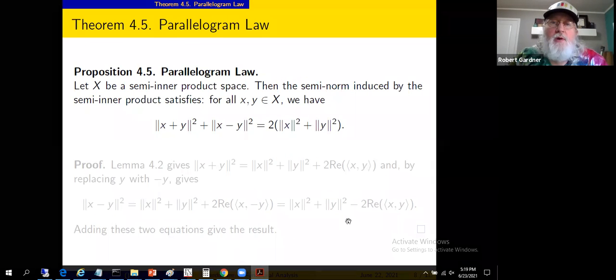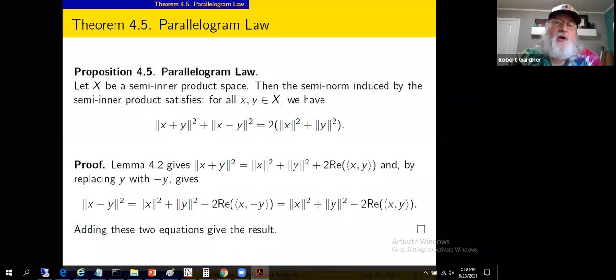The proof of the parallelogram law. And we'll look at old pictures to see why it's called the parallelogram law, but the proof is very straightforward. Lemma 4.2, the basic identity, said exactly this. If you replace y with negative y, we've been through this several times, it produces this. The negative comes out of the inner product, and the negative is absorbed there.